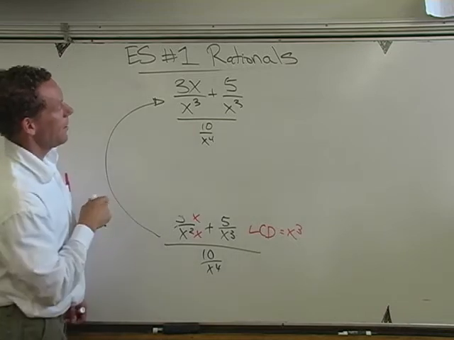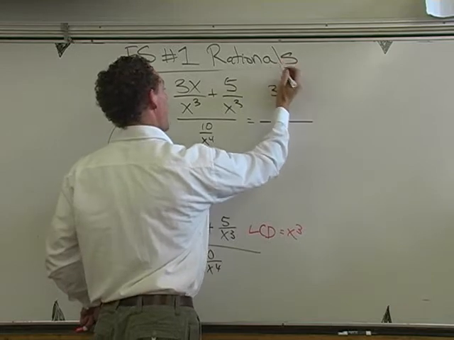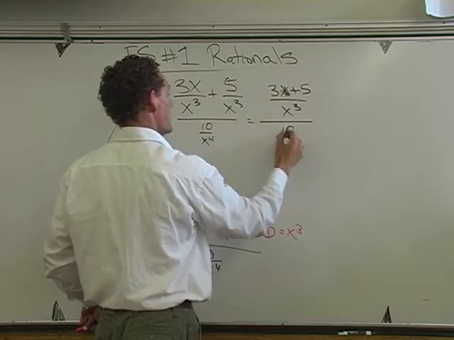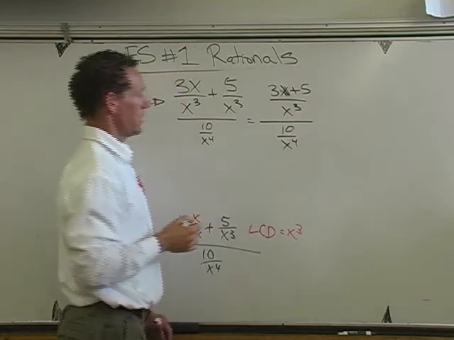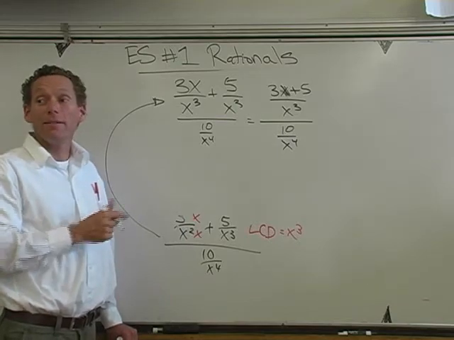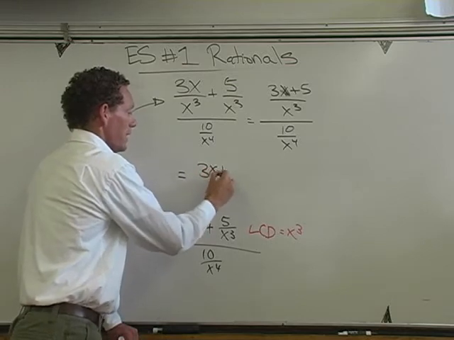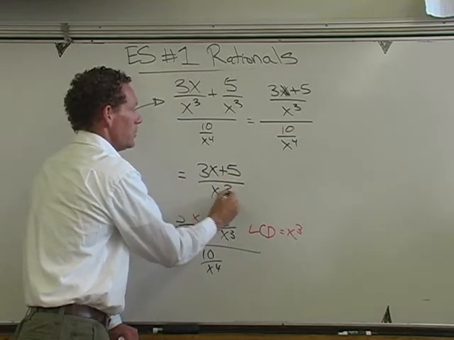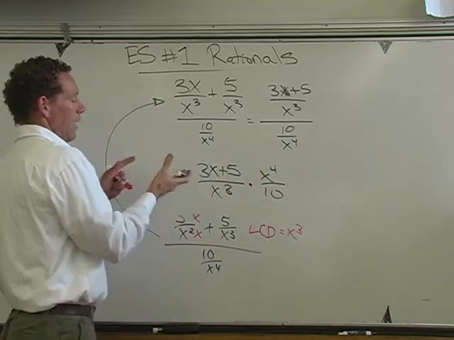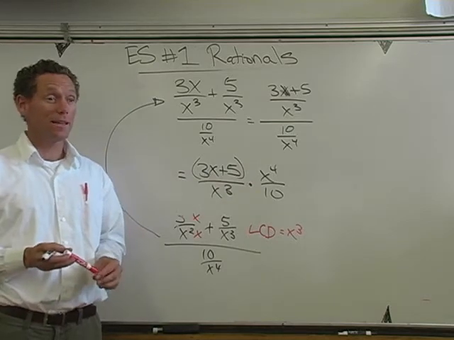Okay. So one more step yields 3x plus 5 over x cubed, and 10 over x to the 4th. You flip it. Now we can flip it. Now we can multiply by the reciprocal. So we have 3x plus 5 over x cubed times x to the 4th over 10. And now that we've multiplied, there is something to cancel.